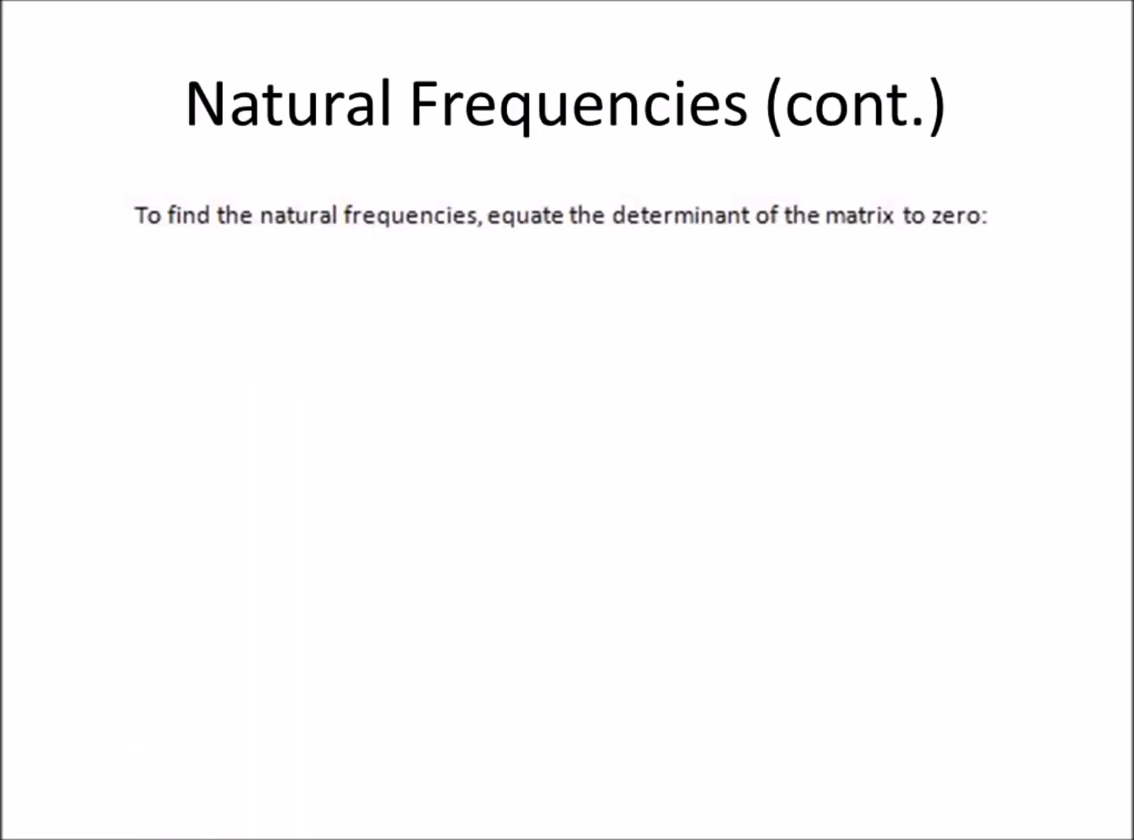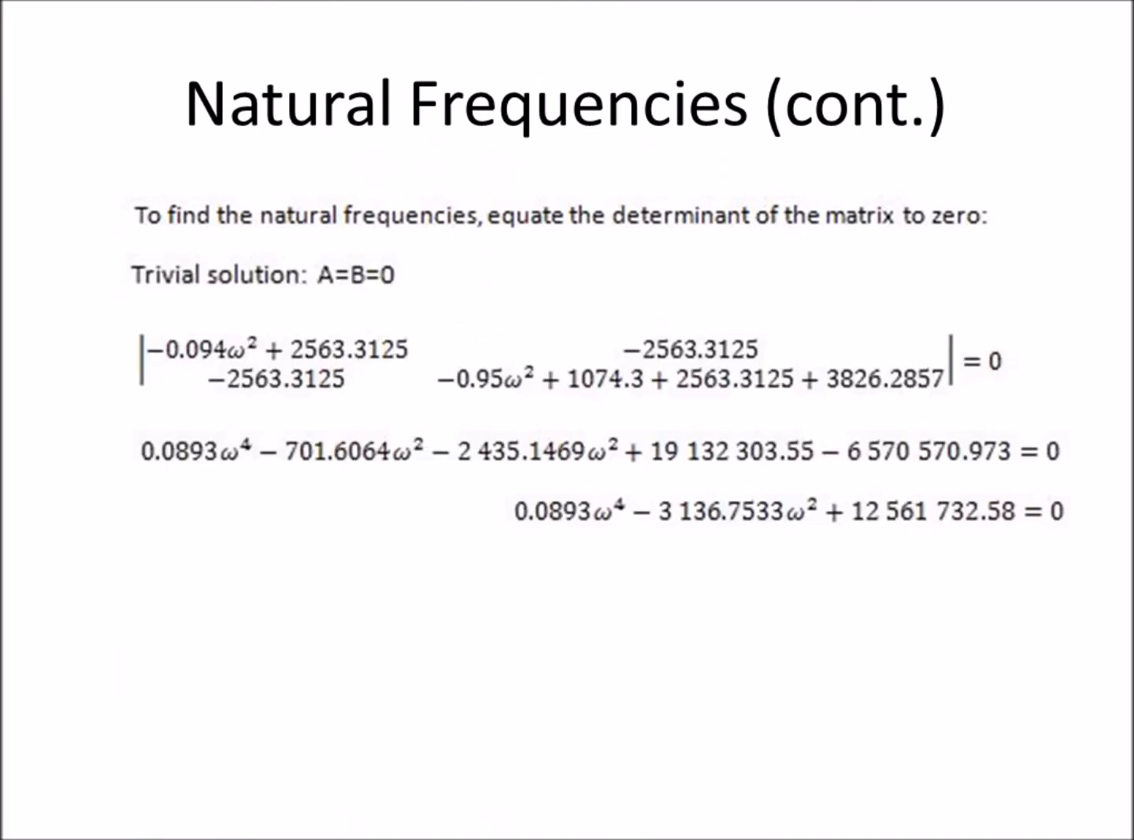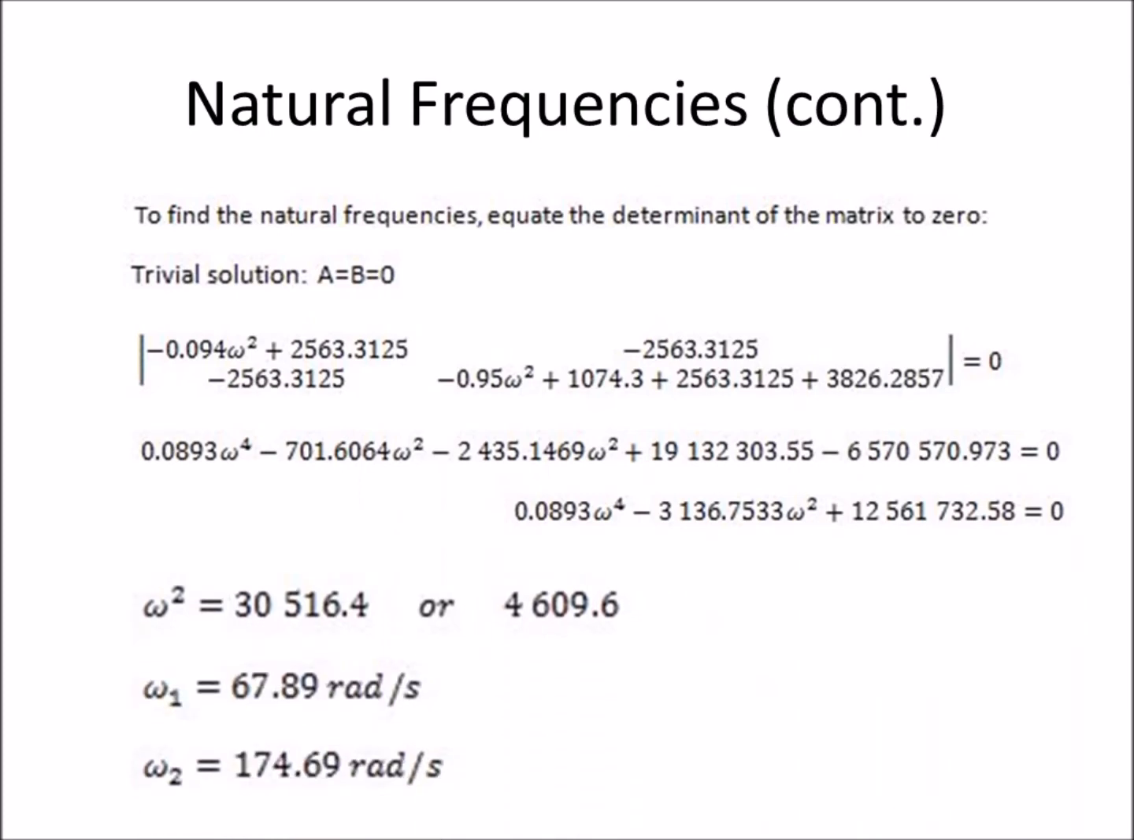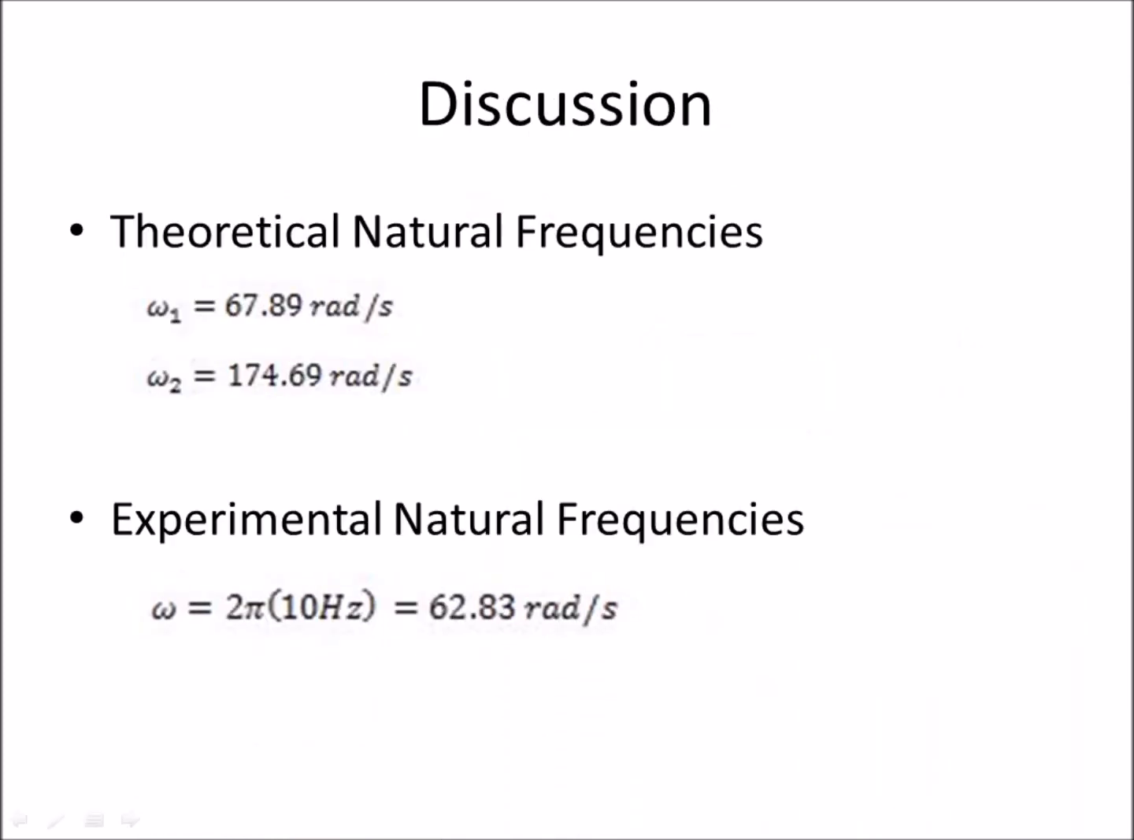To find the natural frequencies, we equate the determinant of the matrix to 0. By applying the trivial solution, then solving the differential equation, we obtain omega 1 and omega 2. Now let's compare the theoretical natural frequencies to the experimental natural frequencies. In theoretical calculation, we obtain omega 1 equals 67.89 radians per second and omega 2 equals 174.69 radians per second. While in the experiment, we obtain omega equals 62.83 radians per second, which is very close to the omega 1 obtained from the theory.